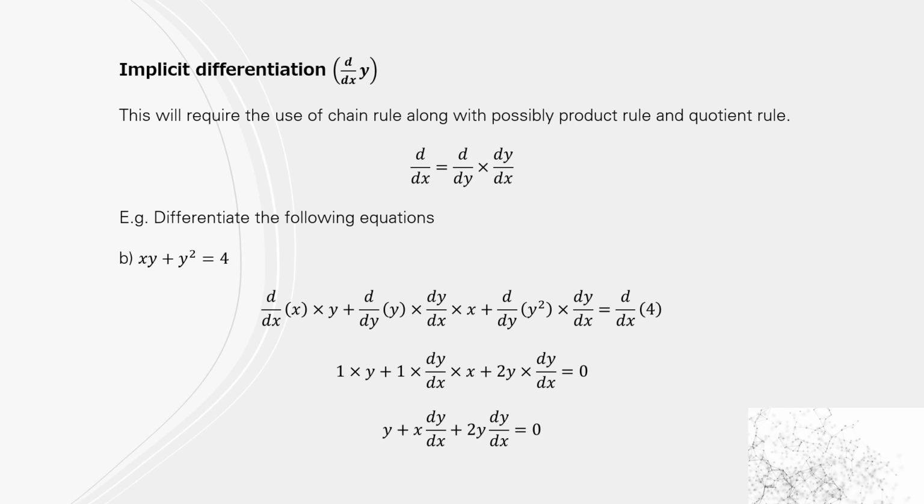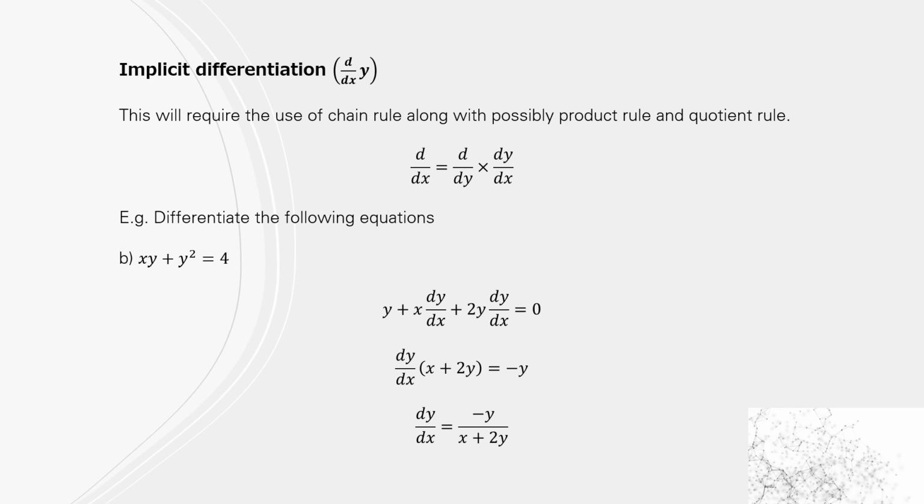So d dx of x is 1 times the y, d dy of y is 1 times dy dx times the x, d dy of y squared is 2y times dy dx, and d dx of 4 is 0. So let's just tidy that up. 1 times y is just y. 1 times x is just x, and then you've got your 2y. We're going to take the y over and take out the common factor of dy dx. So dy dx outside of x plus 2y, divide by x plus 2y, and that's the derivative.